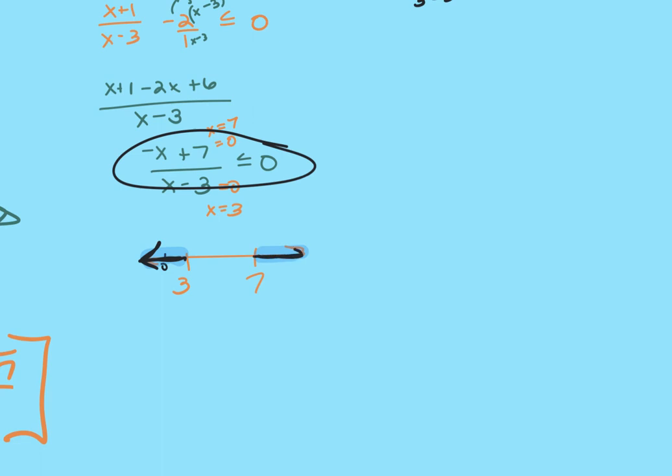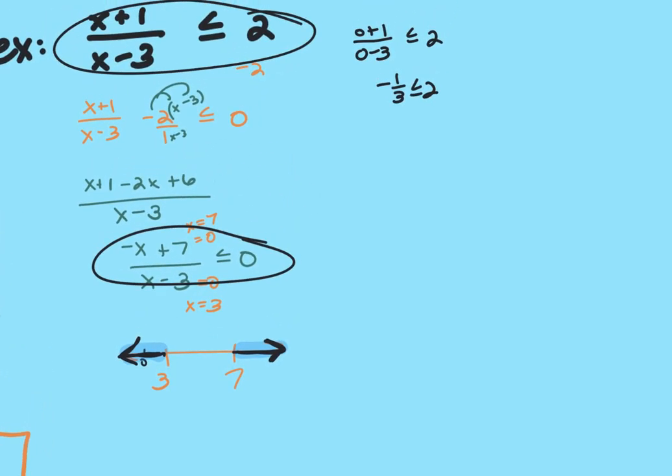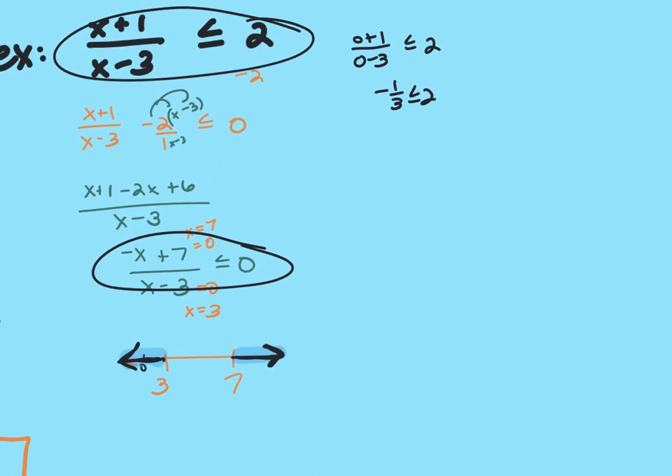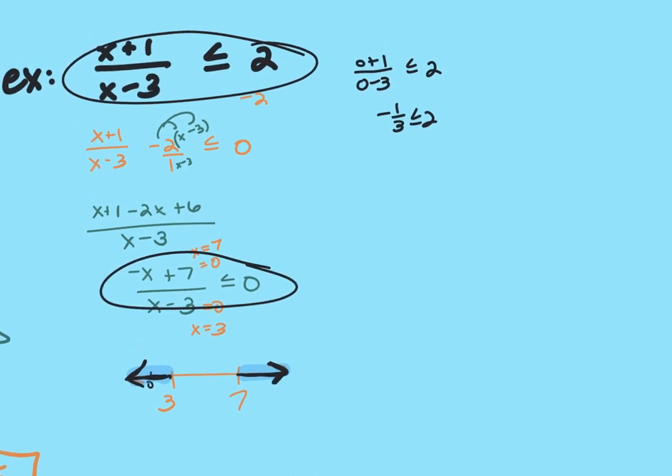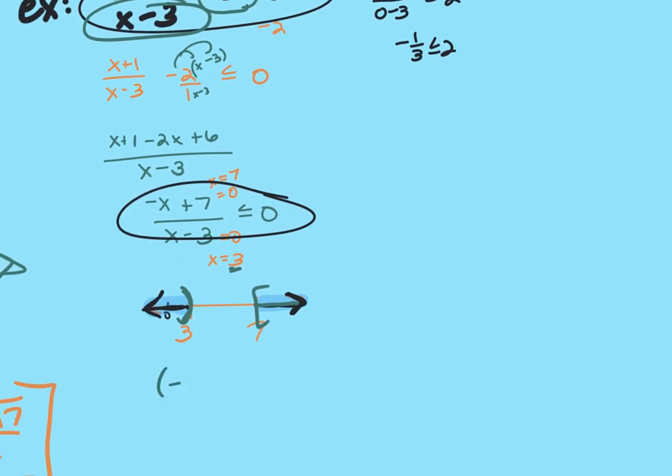Now what's the catch with the brackets and the parentheses on the fractions? Good. You can never put a bracket on what comes from the denominator because it would make my whole fraction undefined. So that 3, which is what came from the denominator, gets the parentheses and the top gets the bracket because this original sign is less than or equal to. So negative infinity, oops, that's an 8. Negative infinity to 3, bracket 7 to positive infinity.